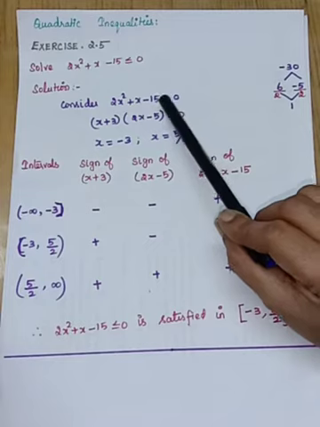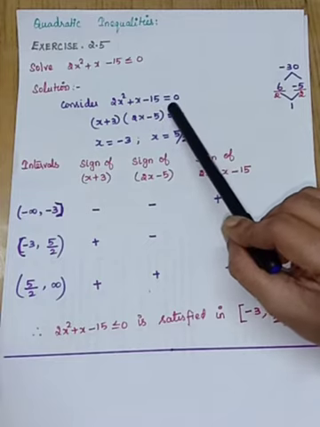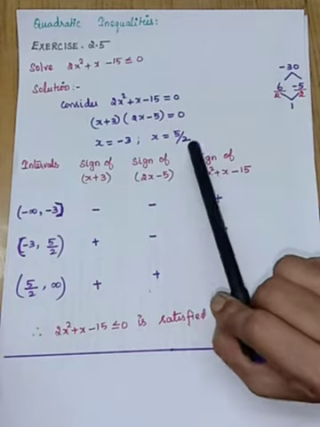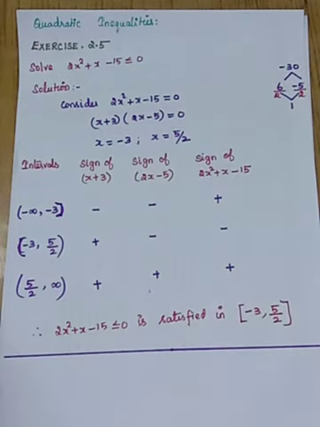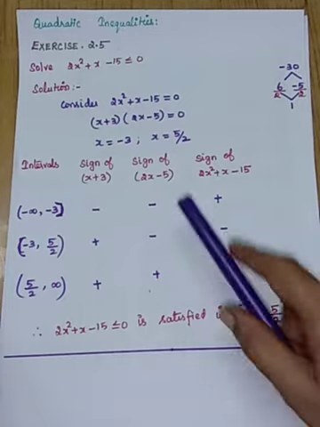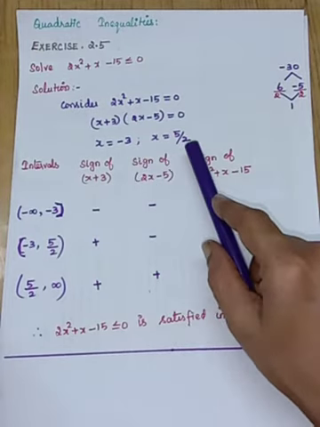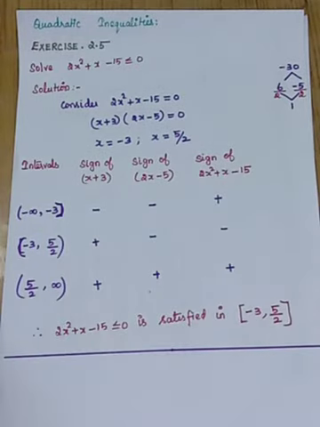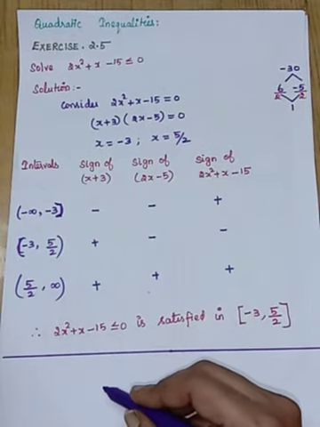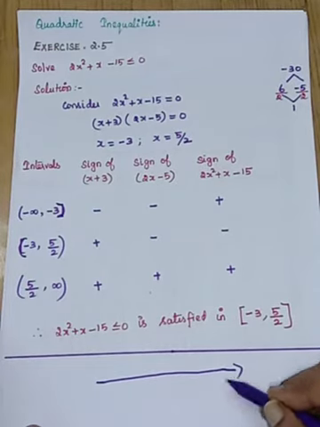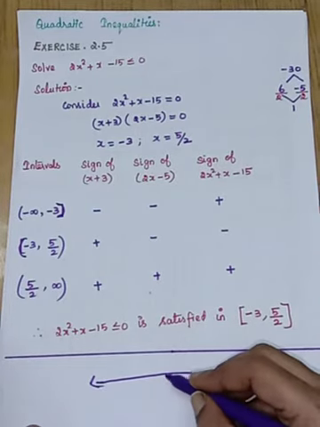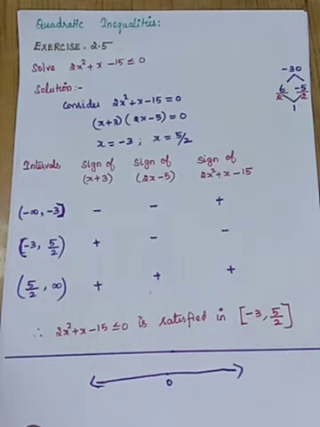So you consider the quadratic equation, and you have found the roots of the quadratic equation. After that, what you have to do, you have to find the intervals. Okay, here you are having minus 3 and 5 by 2. So it has to be marked on the number line. So here I have drawn the number line. I am going to draw. So this is the number line. Here it is 0, the origin is 0.